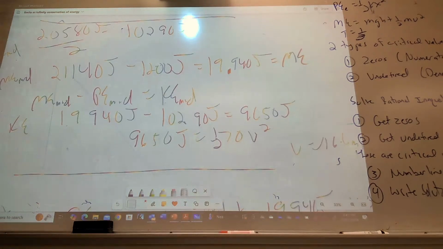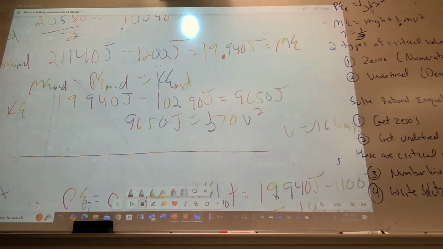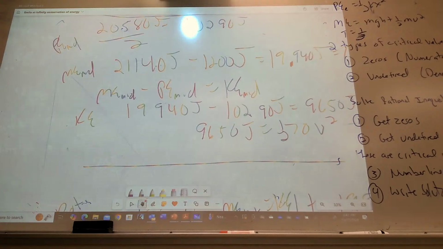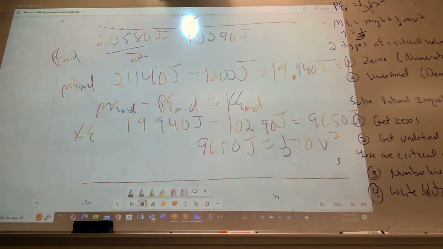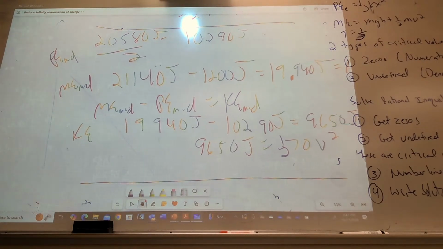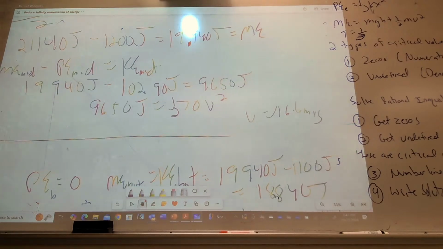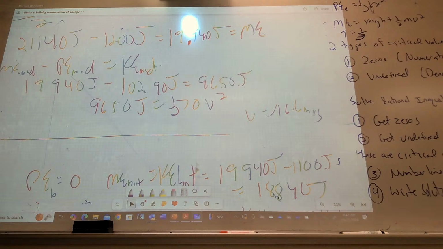Okay, now at the bottom, we only have kinetic energy. Our potential energy is 0, right? So you subtract again. What's your kinetic energy at the bottom? Anybody? 18,840. Right, we subtracted out our work done by friction from what we had for our mechanical energy in the middle, and we get 18,840 for our mechanical energy at the bottom, which is also equal to our kinetic energy at the bottom. You set that equal to 1/2 mv squared.